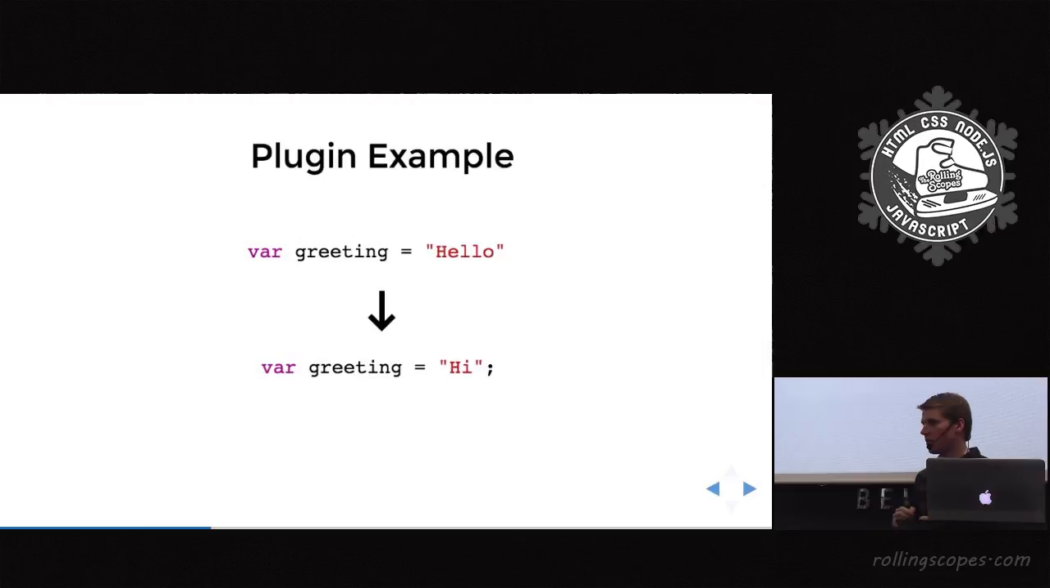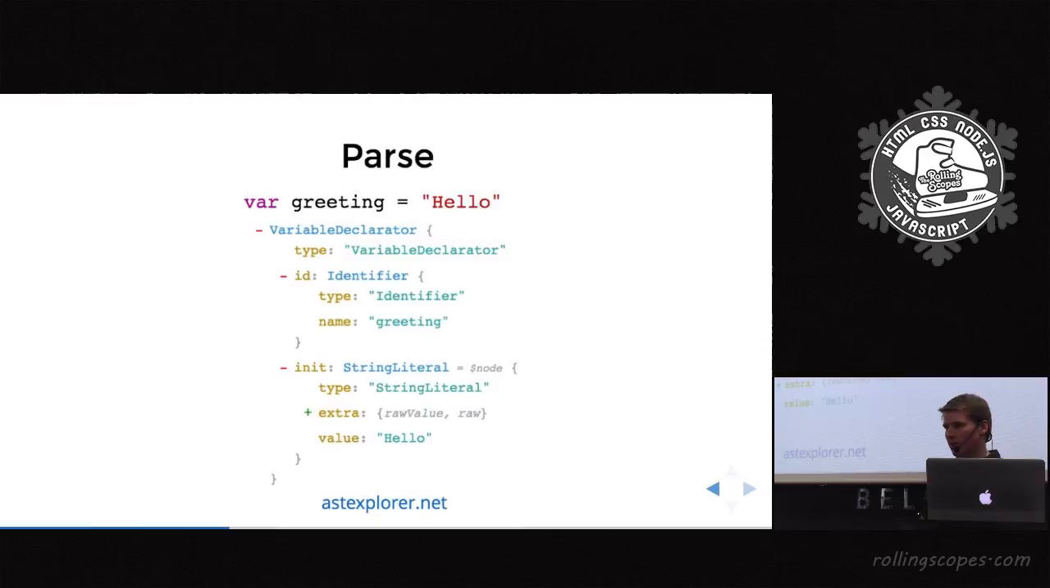So let's look at a very simple example. We define a variable greeting and set it to hi, and our plugin should change that text hi to hello. So it's very simple. We pass it a visitor, and Babel is going to give us the existing nodes in the syntax tree.